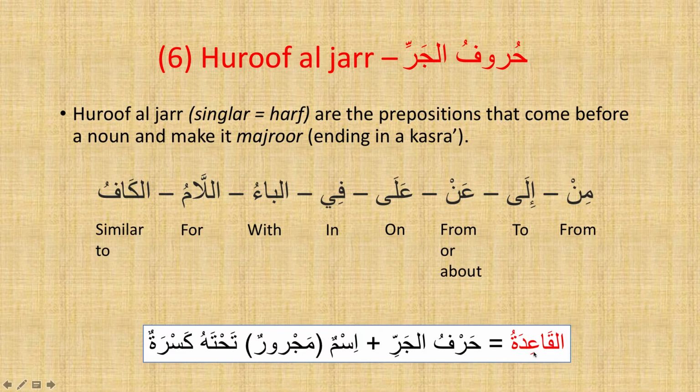So القاعدة, which is the rule. So the rule is that when a حرف جر comes with a ism, it makes it مجرور. So below it is a كسرة. So if a ism is preceded by a حرف جر, it becomes مجرور. So underneath it, it has a كسرة.